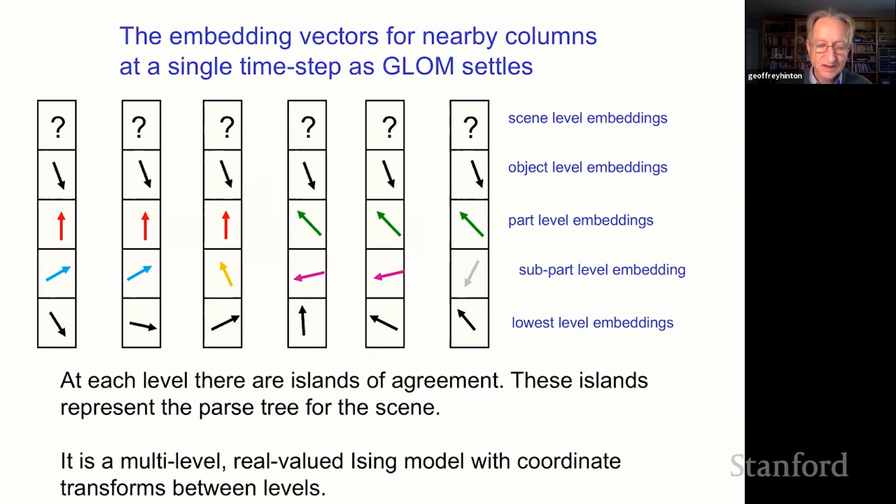If you're a physicist, you can think of each of these levels as an Ising model with real valued vectors rather than binary spins. And you can think of there being coordinate transforms between levels, which makes it much more complicated. And then this is a kind of multi-level Ising model, but with complicated interactions between the levels. Because, for example, between the red arrows and the black arrows above them, you need the coordinate transform between a nose and a face. But we'll come to that later. If you're not a physicist, ignore all that because it won't help.